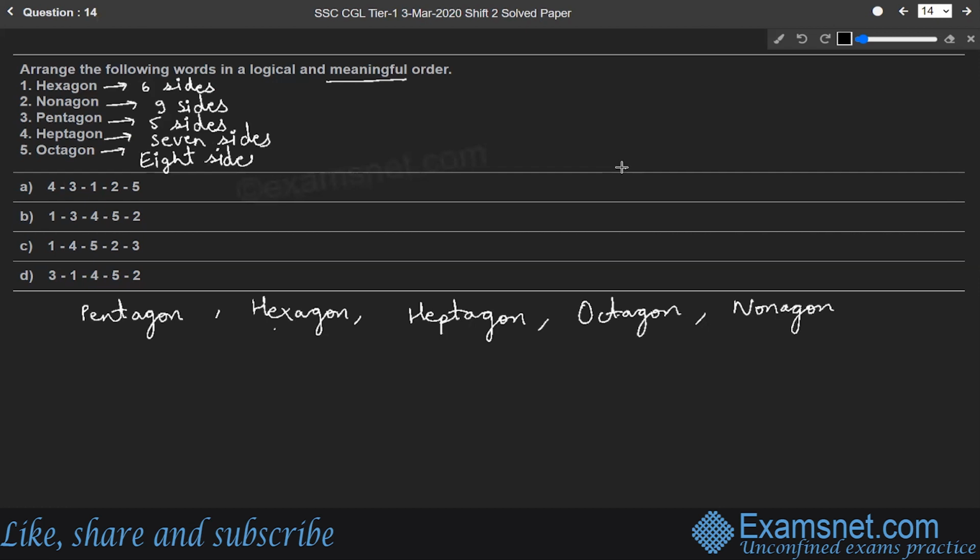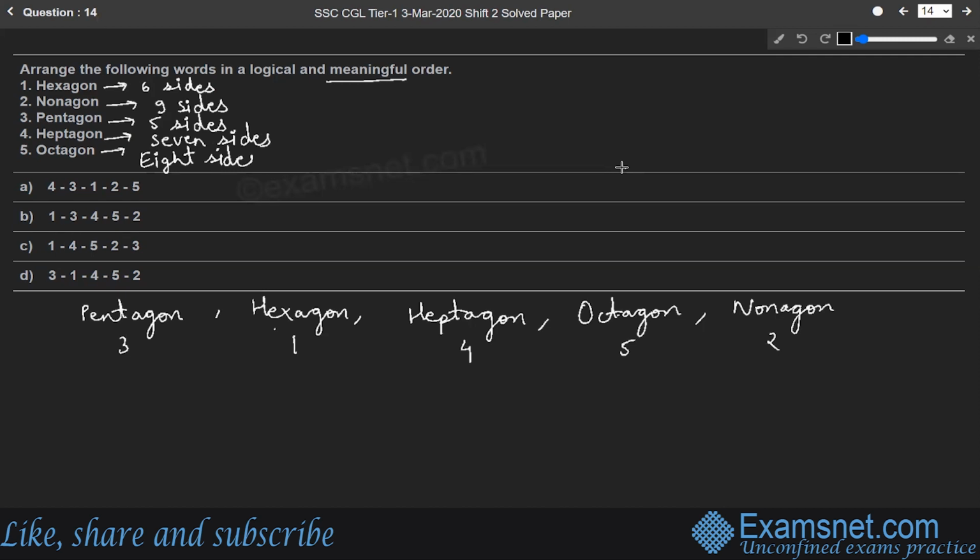Now let us look at the numbers of these words. Pentagon is at third number. Hexagon is at first number. Heptagon is at fourth number. Octagon is at fifth number. And nonagon is at second number. So this is the correct order for these given words. Now these words are in logical and meaningful order.